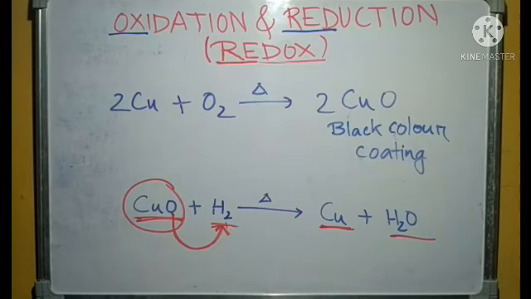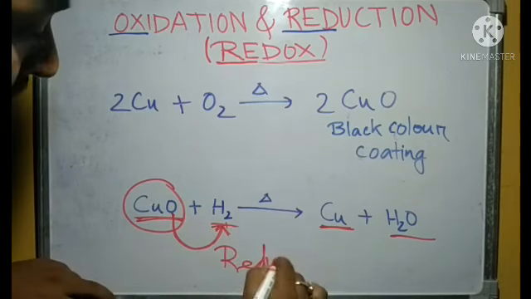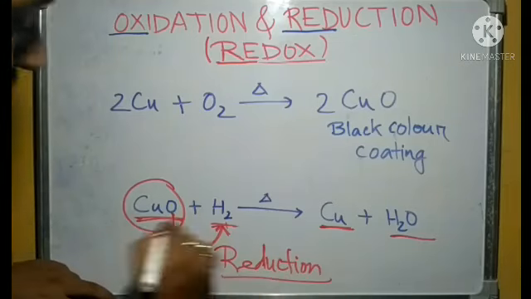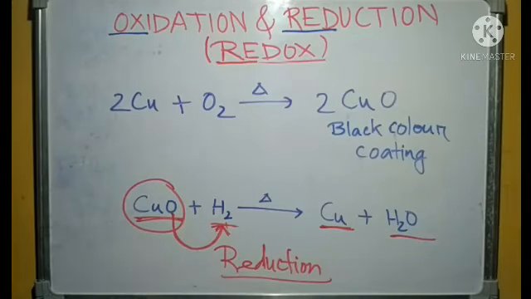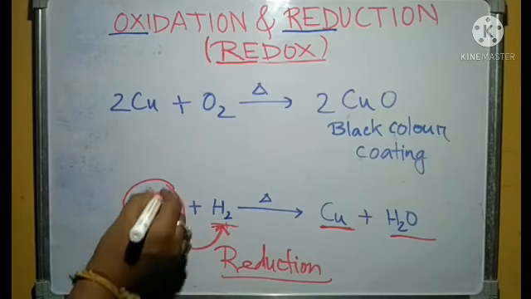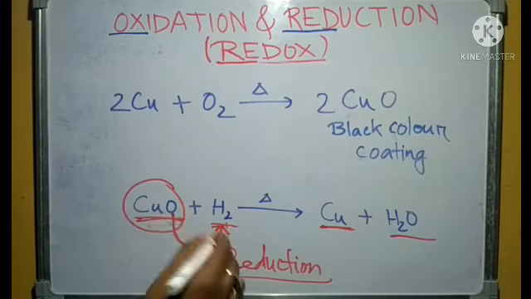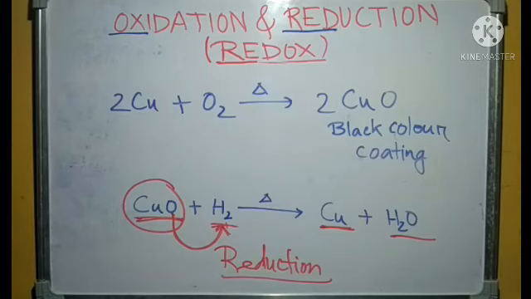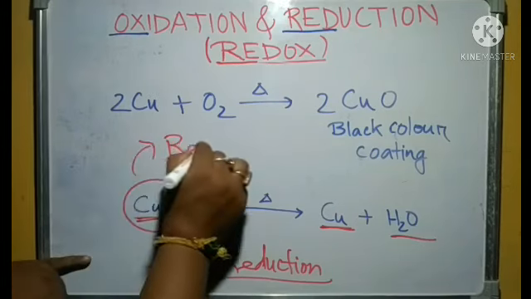So what is this reaction? This is a reduction reaction. Why? Because copper oxide is losing an oxygen atom to form copper powder. And what is reduced? Copper oxide is reduced because it has lost one oxygen atom. The reactant which loses an oxygen atom or gains a hydrogen atom, we say that reactant is reduced. So here copper oxide is reduced.